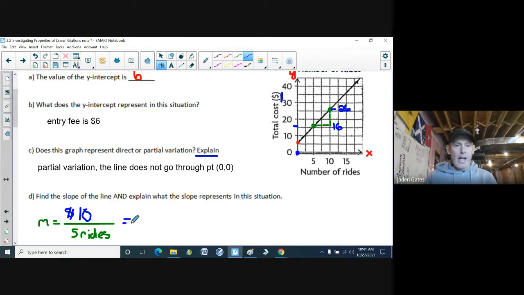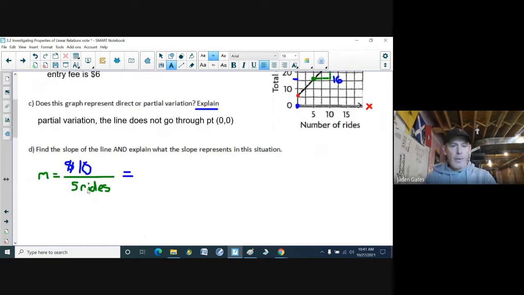And so to find this slope, I take my $10 and I divide it by my 5 rides, and I get 2. But in fact, unit-wise, I get $2 per ride. So what does the slope represent in this situation? Sometimes these are obvious, sometimes they're not. It's the cost per ride. It costs $2 a ride.